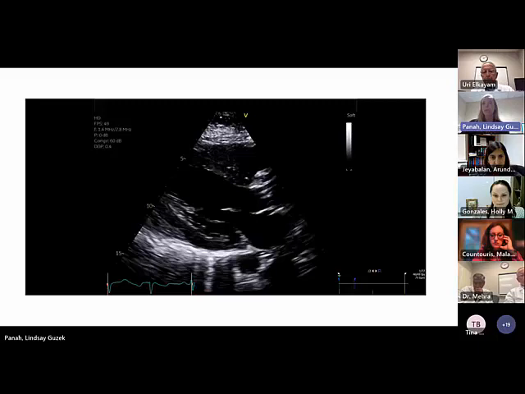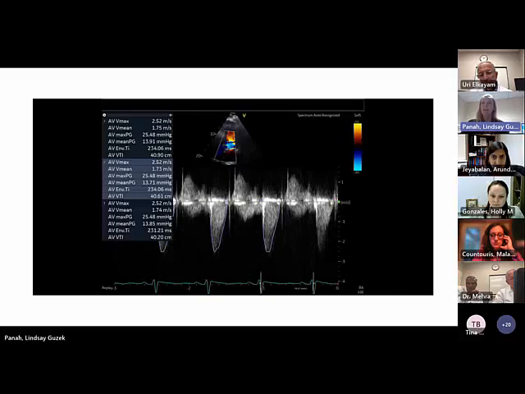And this is her post-TAVR echo. Her EF looked much better, more like 60 to 65%. You can see the TAVR valve that's in position. And function of that aortic valve was excellent. She had a mean gradient across that valve of 14 and a peak velocity of 2.5.